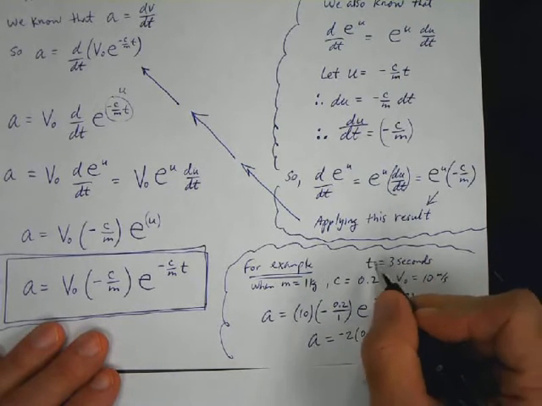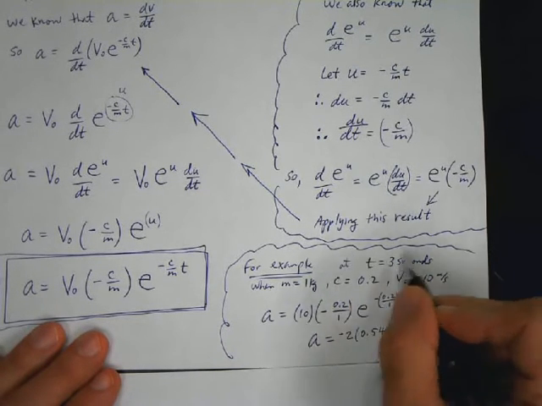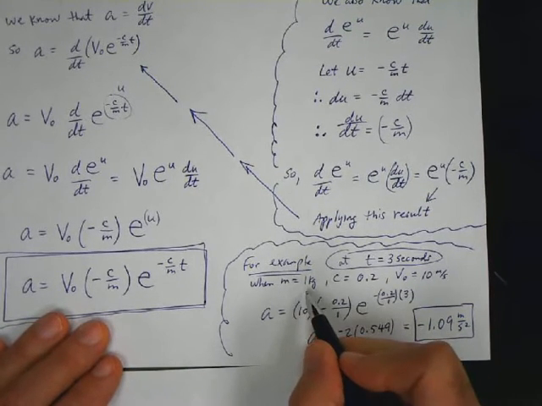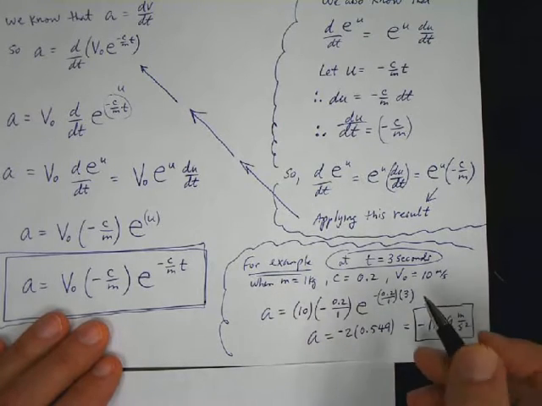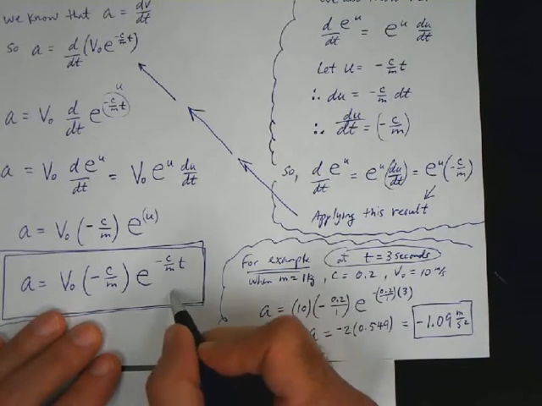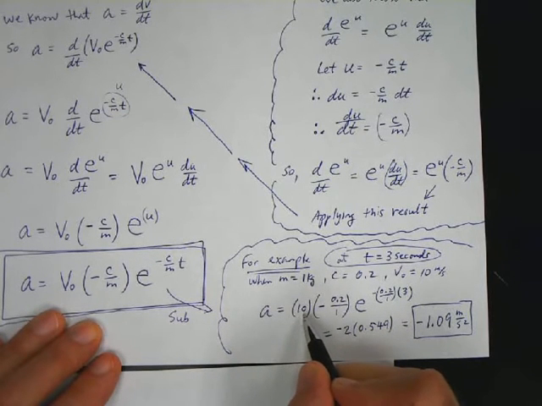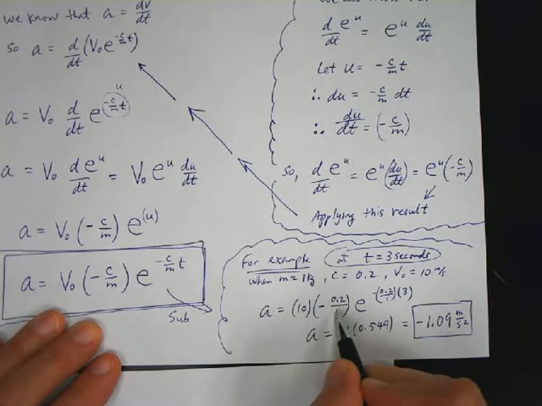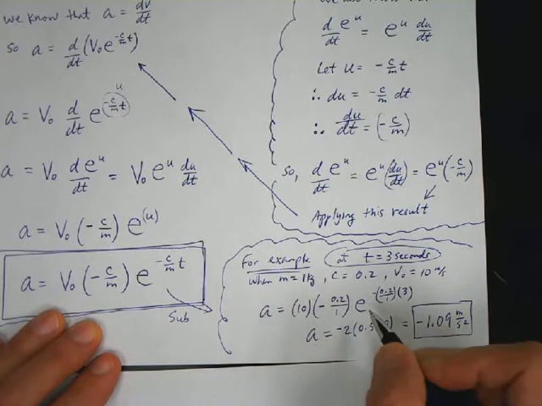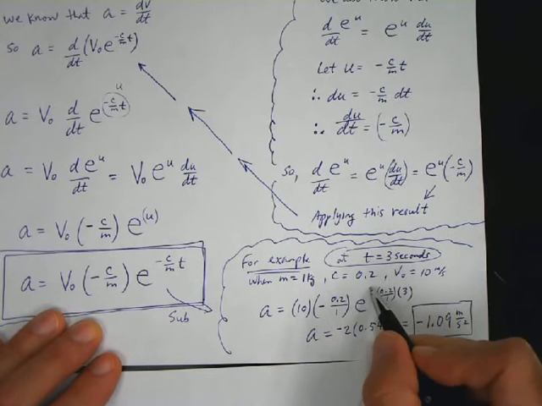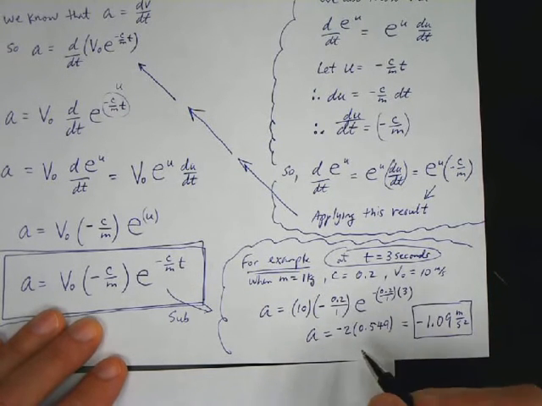So the acceleration of that ball as a function of time is equal to the starting velocity times negative c over m times e to the negative c over m t. And let's take a numerical example. For example, let's say that we want to find what the acceleration is at t equals 3 seconds. And we still have the mass of the ball 1 kilogram, c is 0.2, and the starting velocity 10 meters per second. We'll take this formula here and just substitute numbers in.